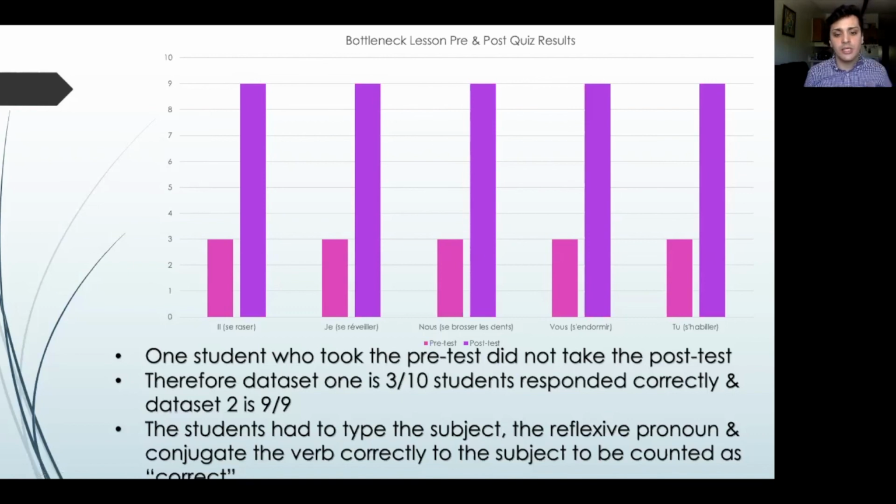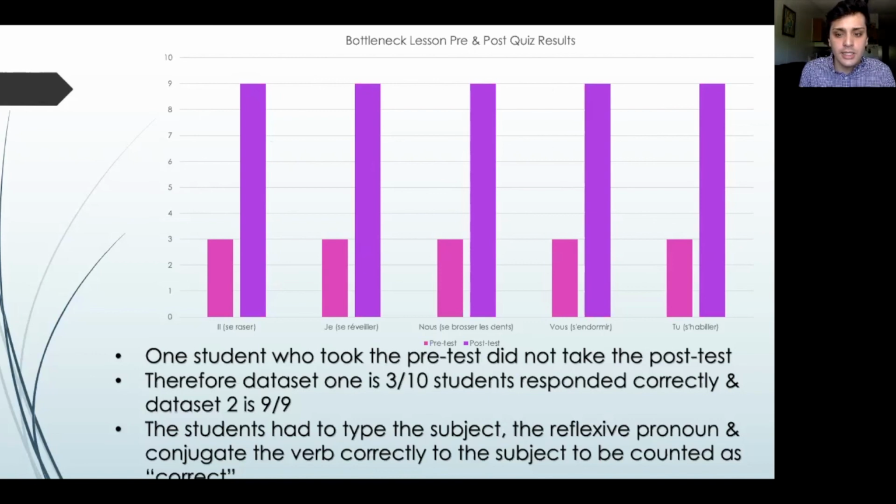Yeah, so basically what this showed is that even though there were still 3 people who did well originally on the pretest, there was 100% correctness in the post-test. So it showed that there was an uptake in understanding from the pretest to the post-test.